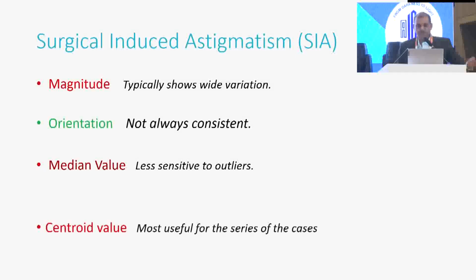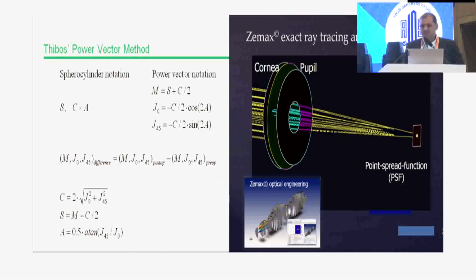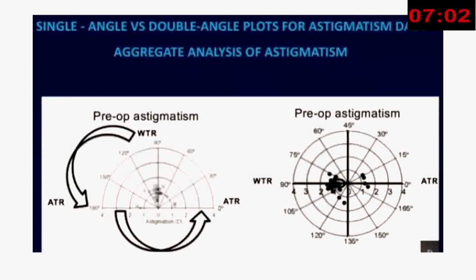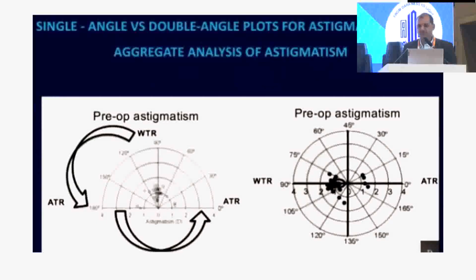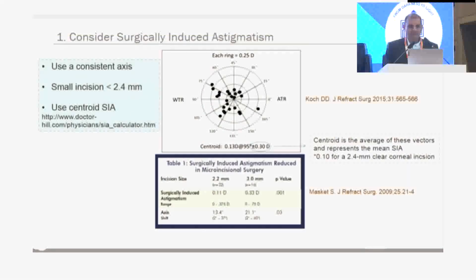So the thing that has to come up is the centered value. This is most useful for a series of cases. And now why has the centered value come up? Because now we have more advanced optical and engineering systems, and we have very advanced supercomputers where we can do all the theoretical trigonometric calculations. So this advancement gives us an idea that rather than putting in a single angle plot of your results, put in a double angle plot and apply trigonometry on this vector analysis. And this vector analysis gives you an idea about the centered value. So centered is an average of these vectors that represent the mean SIA value.